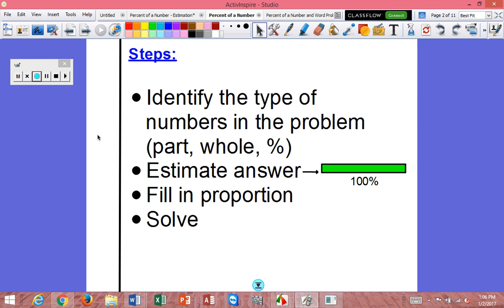So here are the steps. We want to identify the type of numbers, so we want to identify the part, the whole, and the percent. And remember, one of these will be missing. We're still going to estimate our answer, just like we did in class today. We're going to fill in the proportion and solve. And of course, we want to check and make sure that our answer is reasonable based on what we estimated.